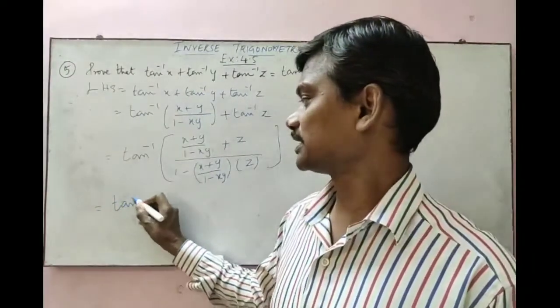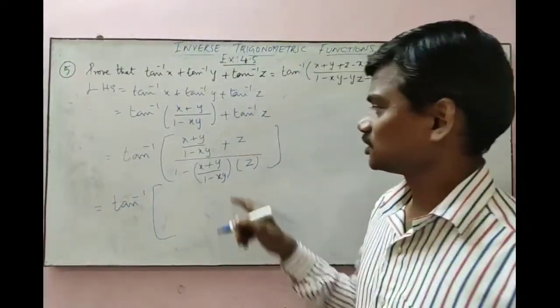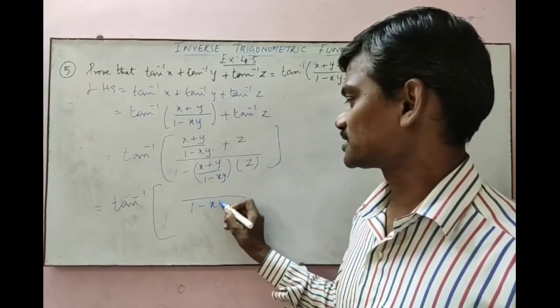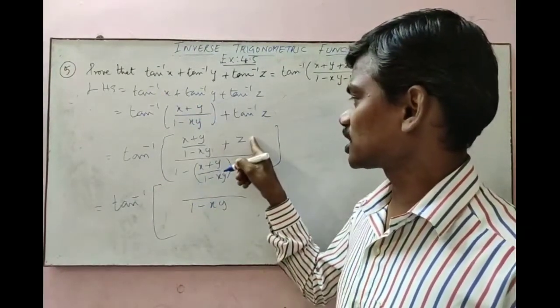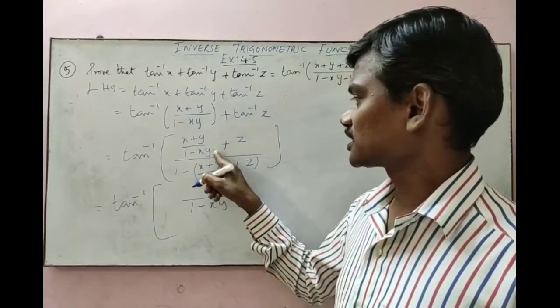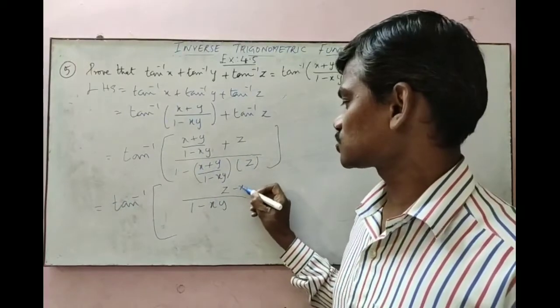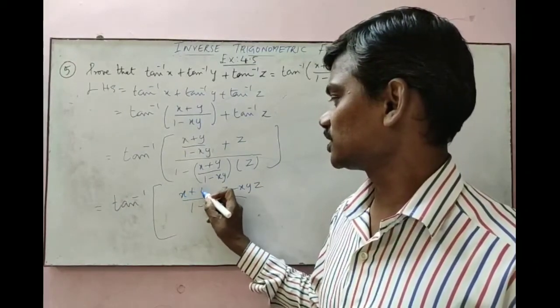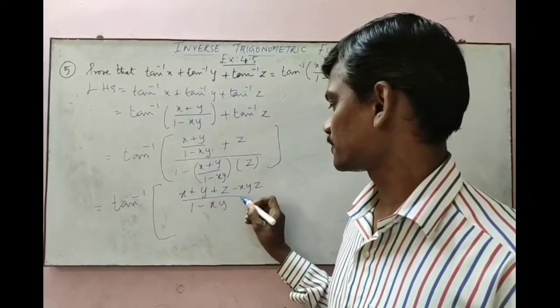Again the tan inverse of, if you take the LCM of this, you will get 1 minus xy. Here you have to cross multiply this, z into 1 gives z, xy into z gives xyz. Here you have to write the remaining terms x plus y.